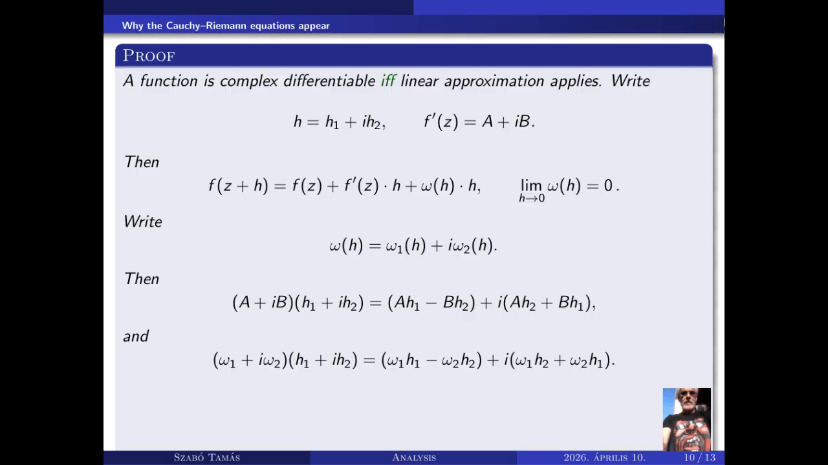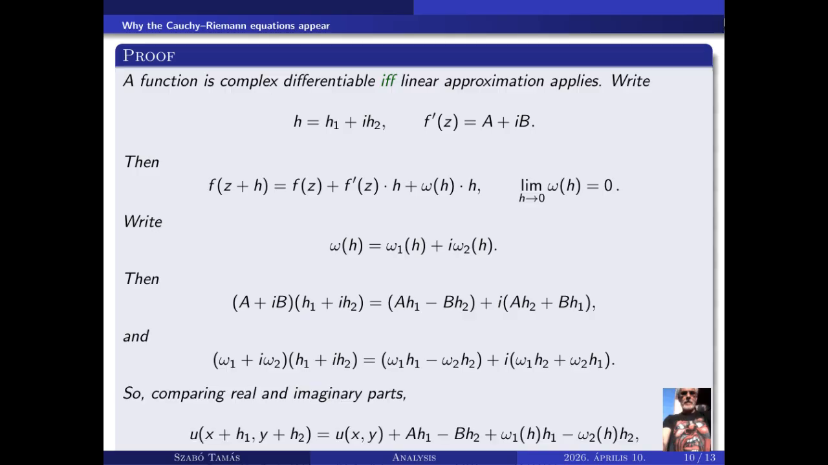So, comparing real and imaginary parts, u(x + h₁, y + h₂) = u(x, y) + a h₁ − b h₂ + ω₁(h) h₁ − ω₂(h) h₂. And v(x + h₁, y + h₂) = v(x, y) + a h₂ + b h₁ + ω₁(h) h₂ + ω₂(h) h₁.